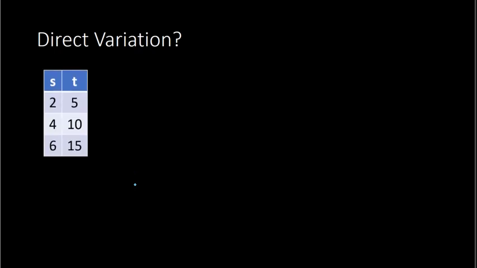Here is another example. We have 2, 5, 4, 10, and 6 and 15. So what I do is I check each set of numbers and see if the pattern holds true between each set. So I do 5 divided by 2. Then I do 10 divided by 4, which can reduce to give me 5 over 2. And then do 15 divided by 6, divide top and bottom by 3, which would also give me 5 over 2. So yes, this would be a direct variation.